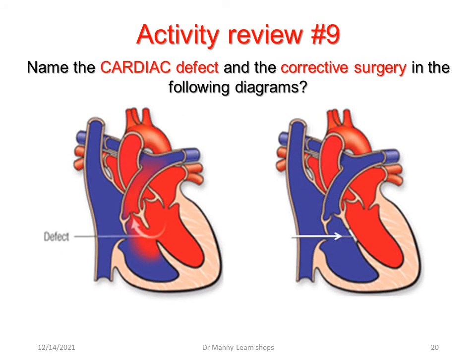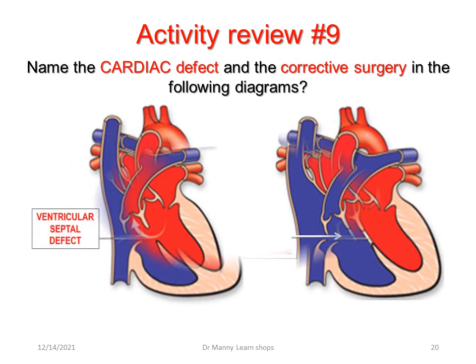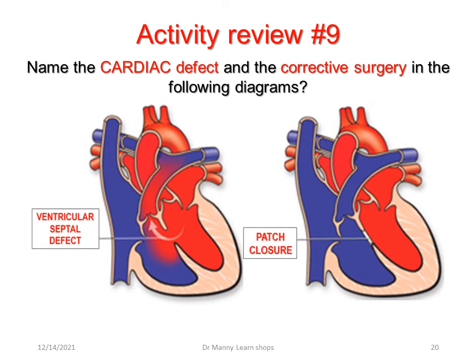Can you name the cardiac defect and the corrective surgery in the following diagrams? The defect is in the ventricles, ventricular septal defect, and it's patched. Patch closure with either some sort of synthetic material, Dacron, or biological pericardium. Depends on the size.